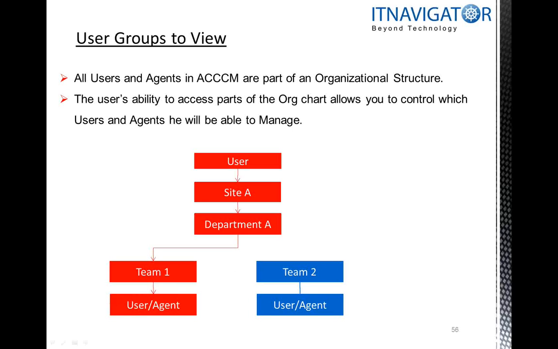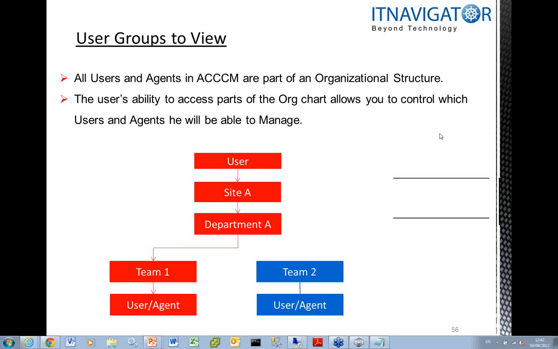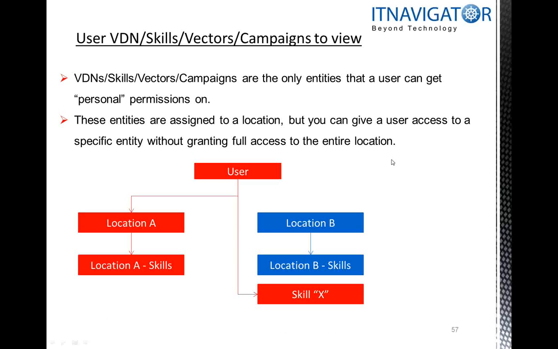The groups to view represent the org chart elements. So the users and agents in Control Manager are part of the org chart, and the user's ability to access part of the org chart allows you to control which users and agents he will be able to manage. As you can see in the image in front of you, the user is assigned to Site A, Department A, and you can see team number 1 and all the users under the team. Team number 2, that is also part of Department A, is not assigned to this user. And that means that even though the user is capable of seeing Site and Department A, team number 2 under this Site and Department is not accessible by the user. He's not able to see or touch any one of the people under that specific team.